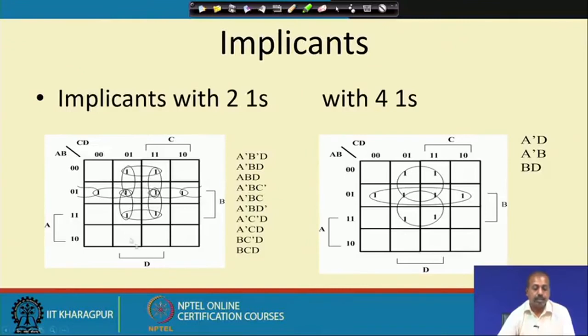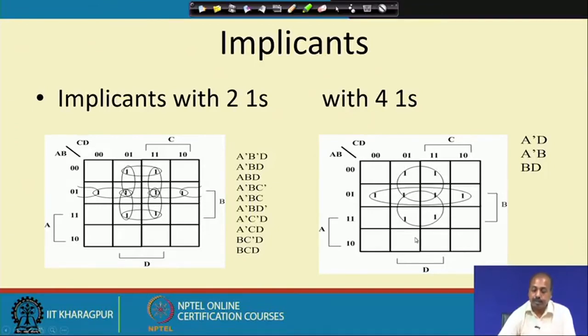So, you can just go back to this example. These are all implicants, but this is not a prime implicant because it is covered in some larger sized implicant. Similarly, these 4 ones form a quad. This is a prime implicant because it is not covered by some sort of octet.